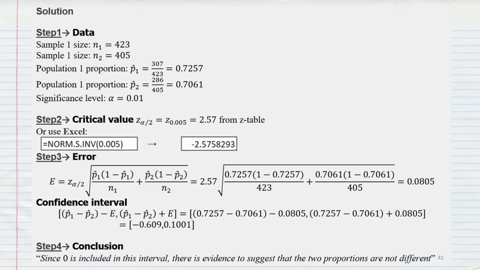The solution is straightforward with the cheat sheets. Step 1. Gather the needed data from the problem statement. Step 2. Find the critical value, either by the normal distribution or Microsoft Excel, as shown. Step 3, calculate the error, as shown, and find the confidence interval. Finally, make a concluding statement. Since 0 is included in this interval, there is evidence to suggest that the two proportions are not different.